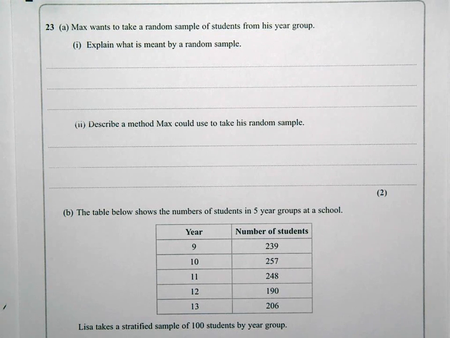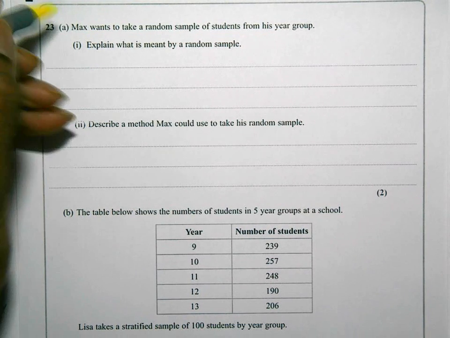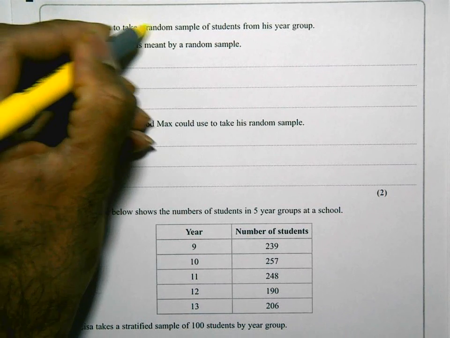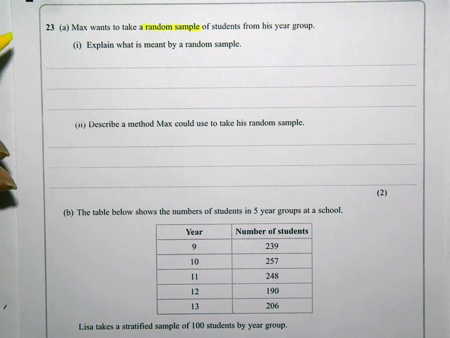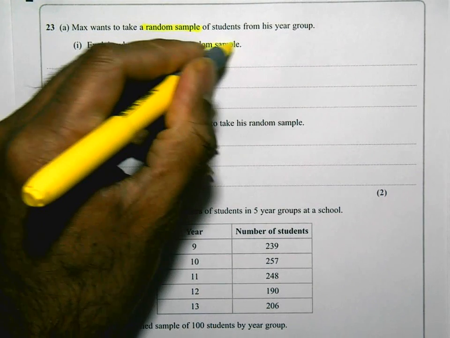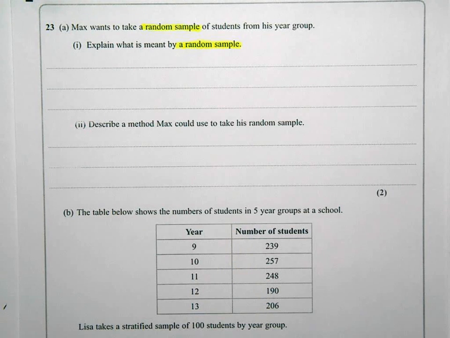This is question 23 on the higher calculator paper. The question says, in part A, Max wants to take a random sample of students from his year group. Explain what is meant by random sample. So this question is just asking you to define what's meant by random sample. So you should know this.